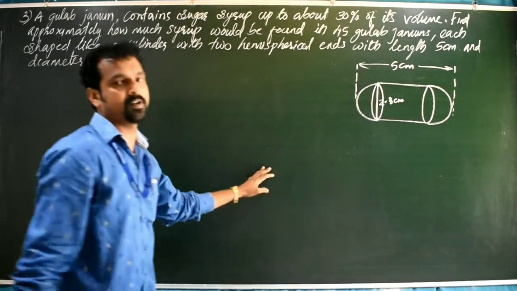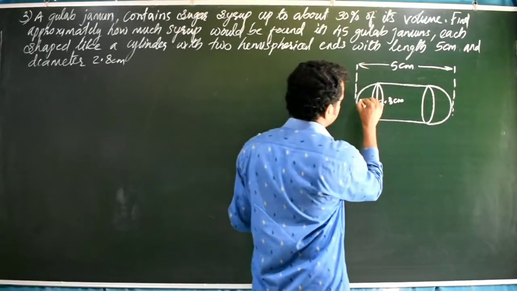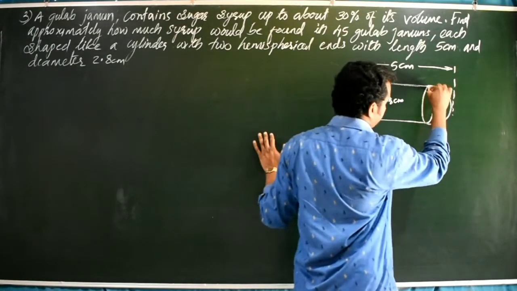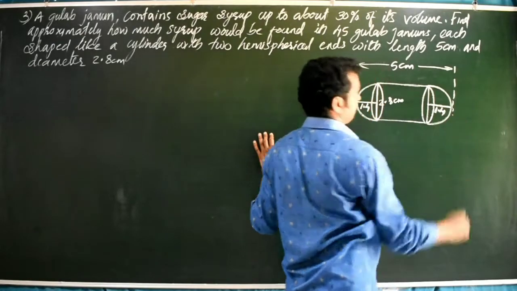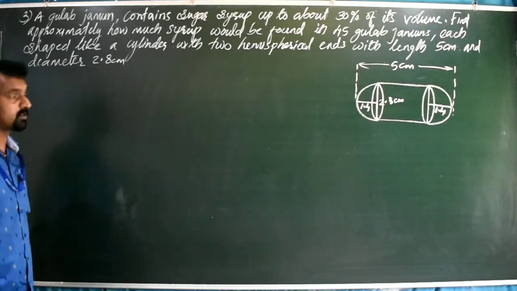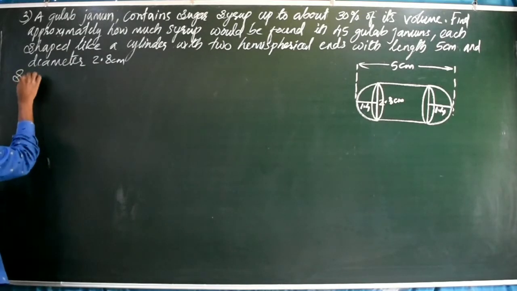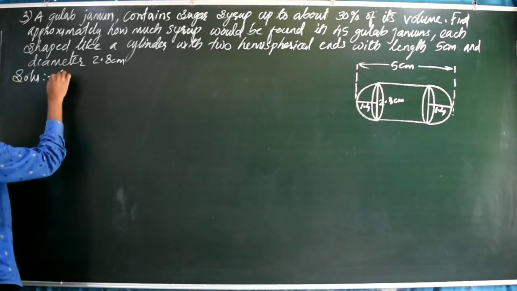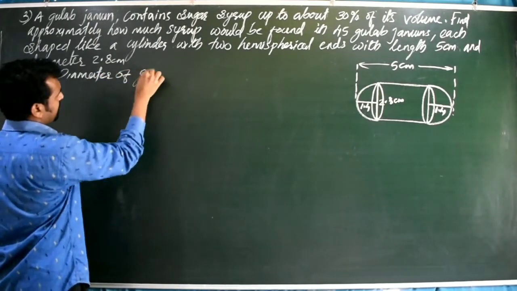And what is the radius? 2.8 divided by 2, that is 1.4 centimeter. So here you see, this one is the hemisphere, so this will be 1.4 centimeter, and this radius is also 1.4 centimeter. Okay, now we first have to find the volume of one gulab jamun. For that we have to write the given values. First, diameter is equal to diameter of gulab jamun.